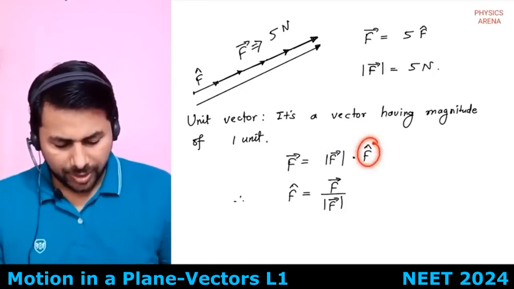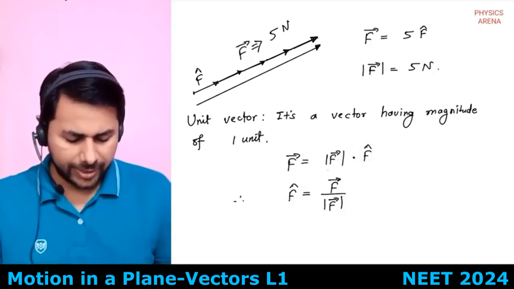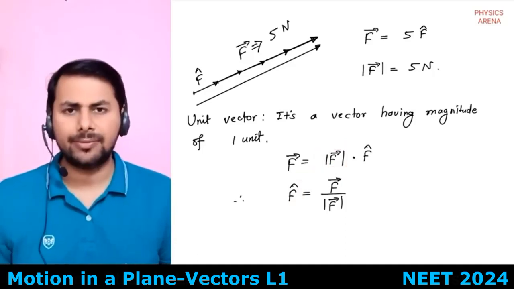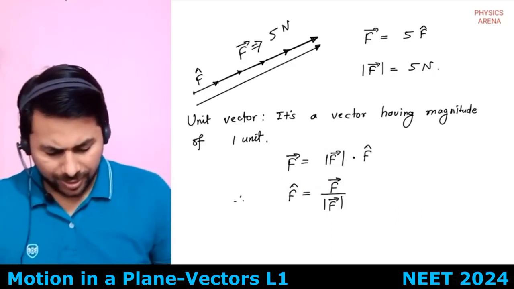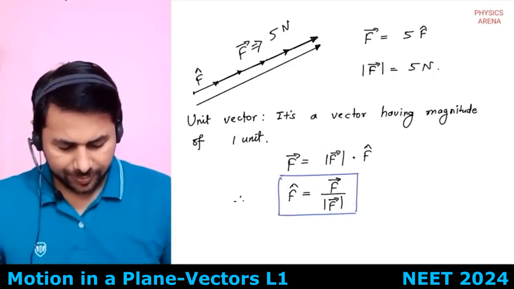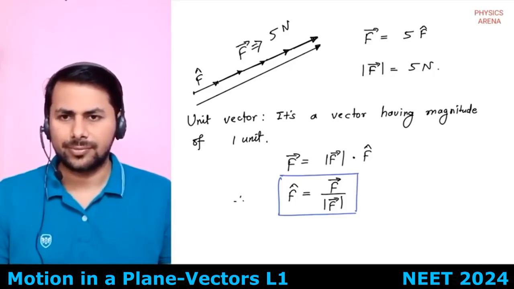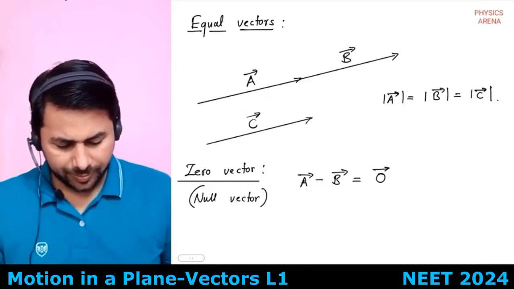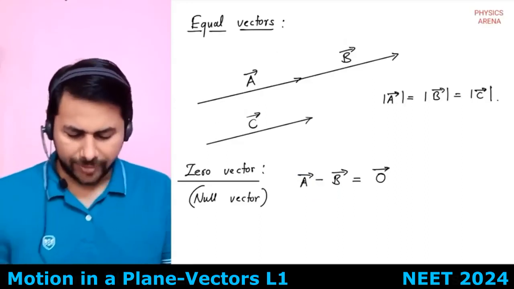So from here you get the definition of the unit vector. So the unit vector can be written as what? Take this magnitude to the other side. So it is f bar divided by its magnitude. Is this thing clear to everybody? Yes, sir. Okay, so this you might already know. I just want to make sure.